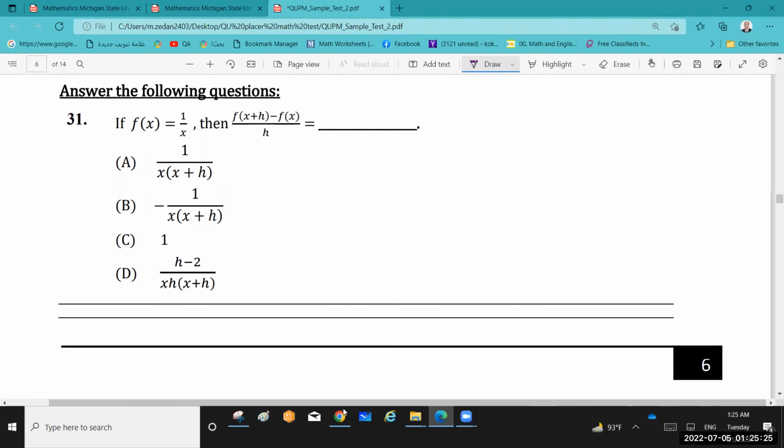f of x is 1 over x, then (f of x plus h minus f of x) over h equals what? Very easy question, only substitution. You just substitute. Look what happened. f of x plus h: go to the function, just substitute x plus h. Very easy. Minus f of x, the function itself, over h.